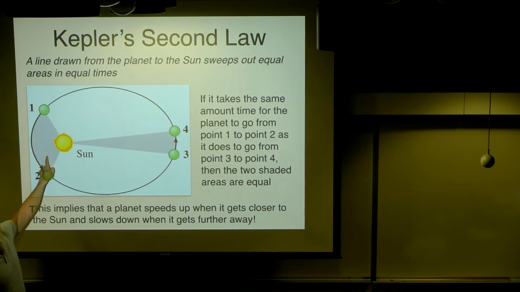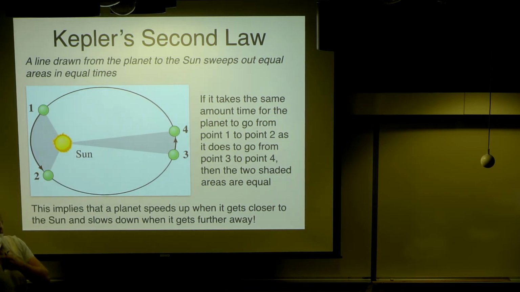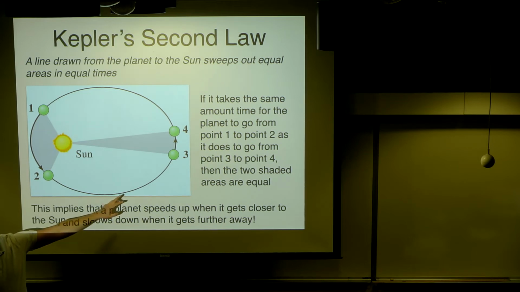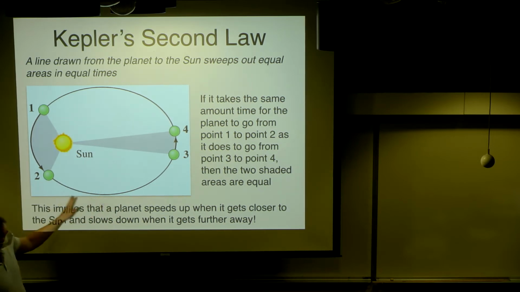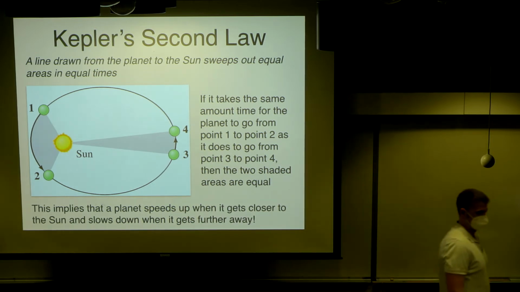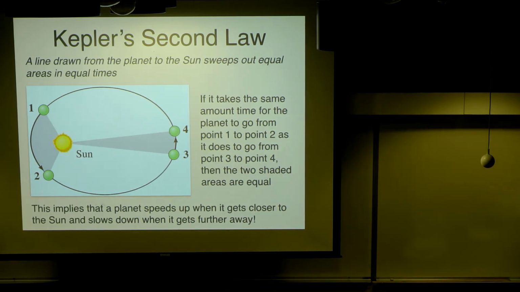So the idea is if we're doing equal areas in equal times, I'm going to have to be moving faster when I'm closer to the sun compared to when I'm further away. Okay, so that's how planets speed up and slow down in their orbits. Okay. Any questions on that?